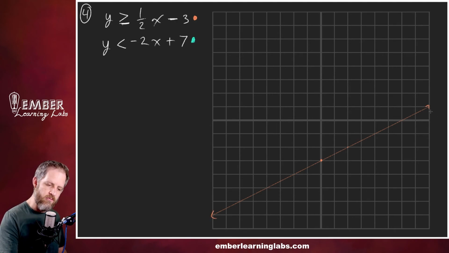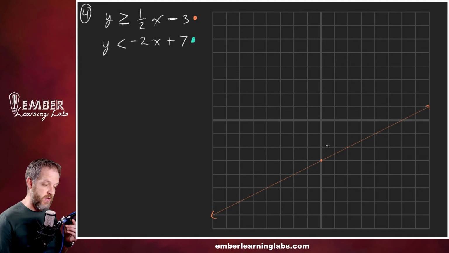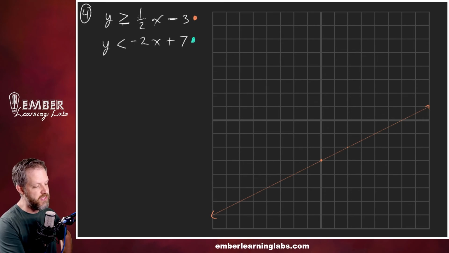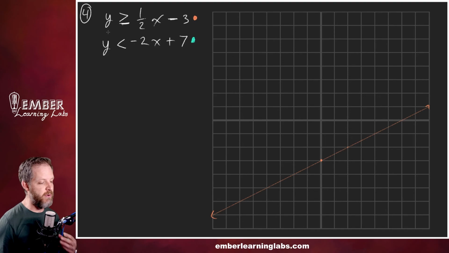Let's continue on and finish the orange one, then we'll do the blue one. So we'll wait for the shading till the end. This equal to makes us have a solid line. So we keep a solid line. I'm not going to erase anything on there. So that one, the line part is done. We need the shading for the greater than part. Let's do the blue one.